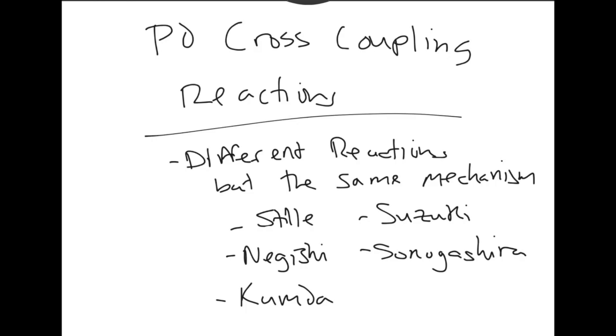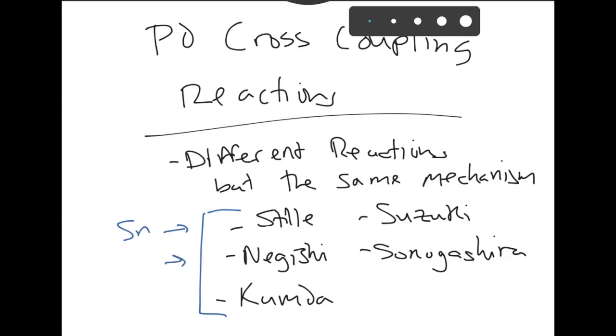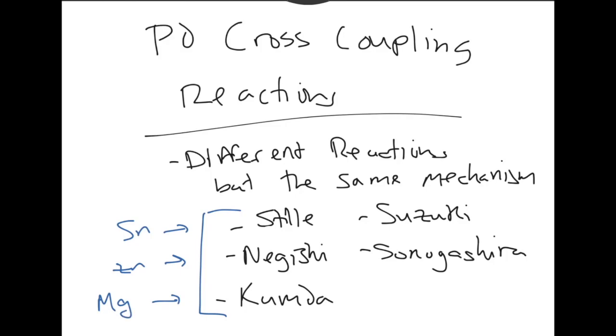So these first three, basically, 100% their mechanisms are all the same. The thing that differentiates Stille, Negishi, Kumada is what metal you start with, right? So the name depends on what metal you're using as the other part of the reaction. So like Stille, you use tin. Negishi, you use zinc. Kumada, you use magnesium. I am 100% sure. There we go.